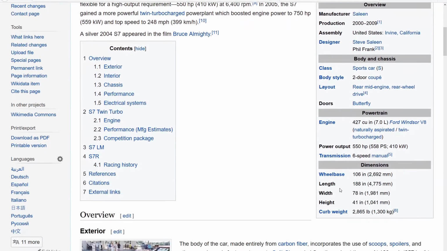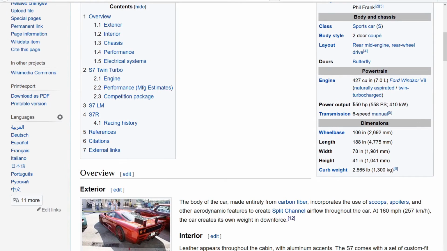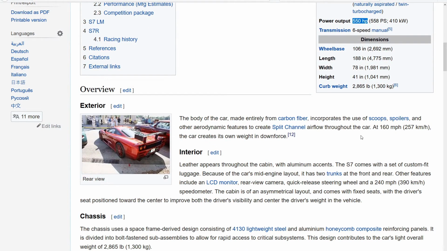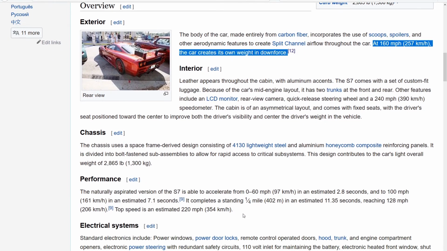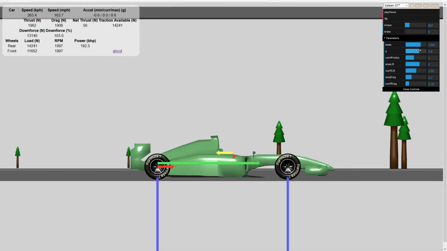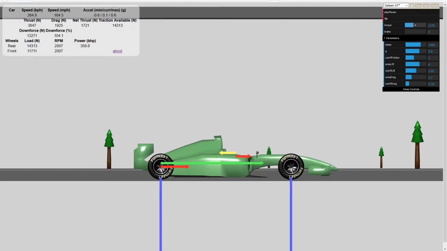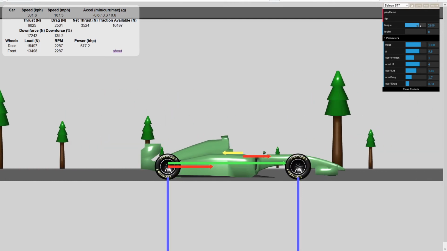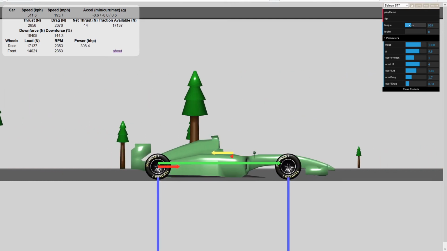Various sources claim that the S7 produces its own weight in downforce at 160 miles per hour and goes on to a top speed of about 220 miles per hour from 550 horsepower. But I couldn't find any independent verification of either figure. Let's assume the figures are correct. If I set up the simulator to make those figures work, then yes, the S7 would be able to drive upside down from about 190 miles per hour and upwards. But is this setup realistic?